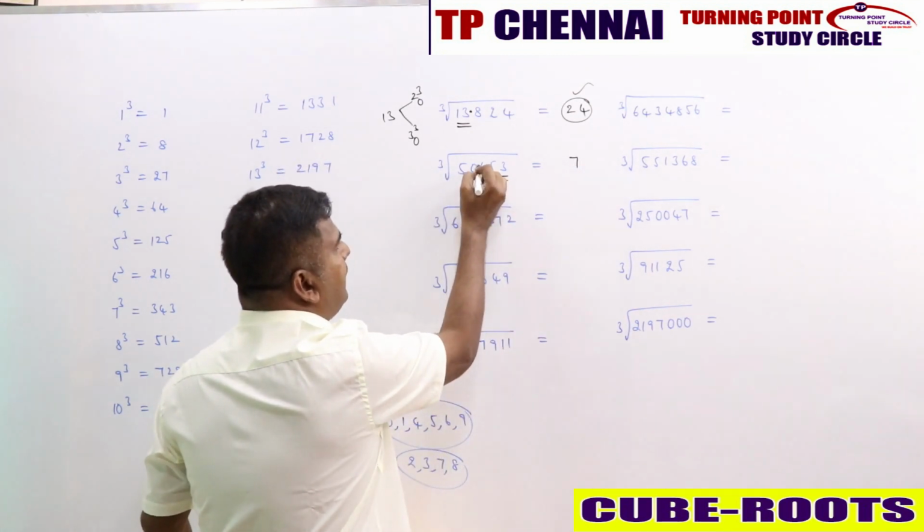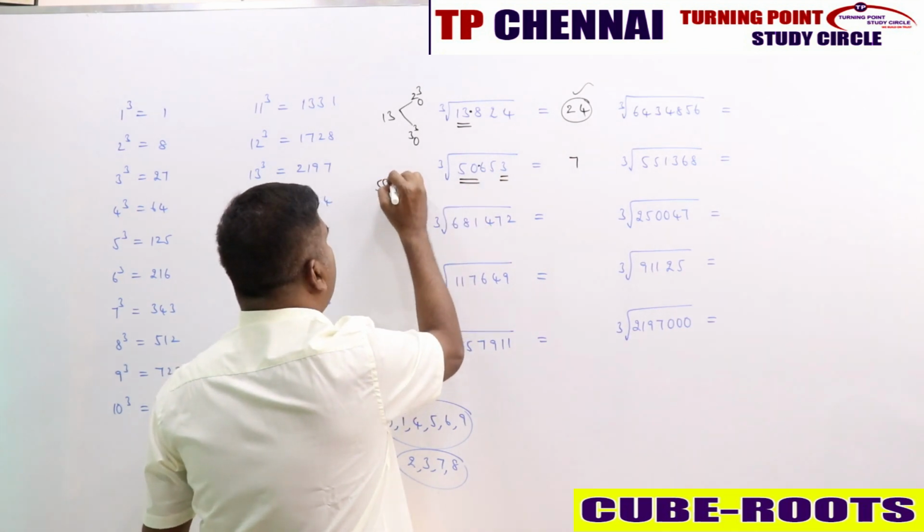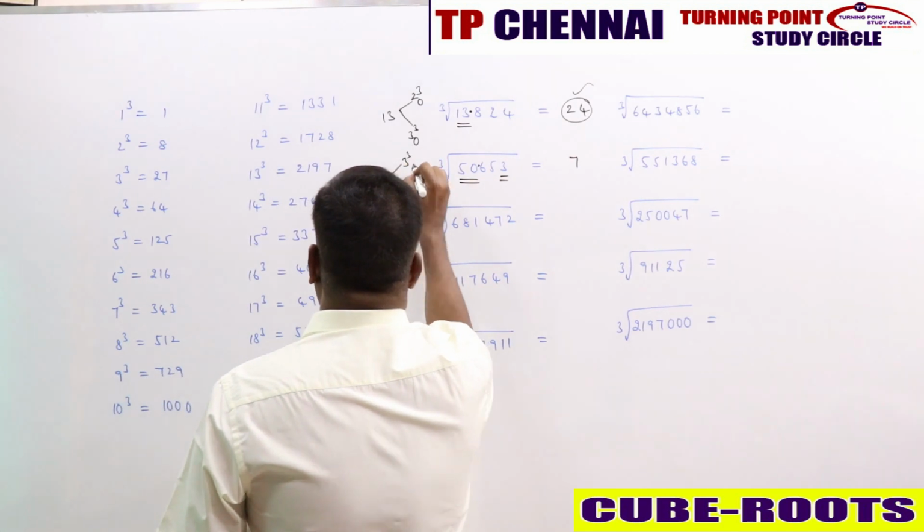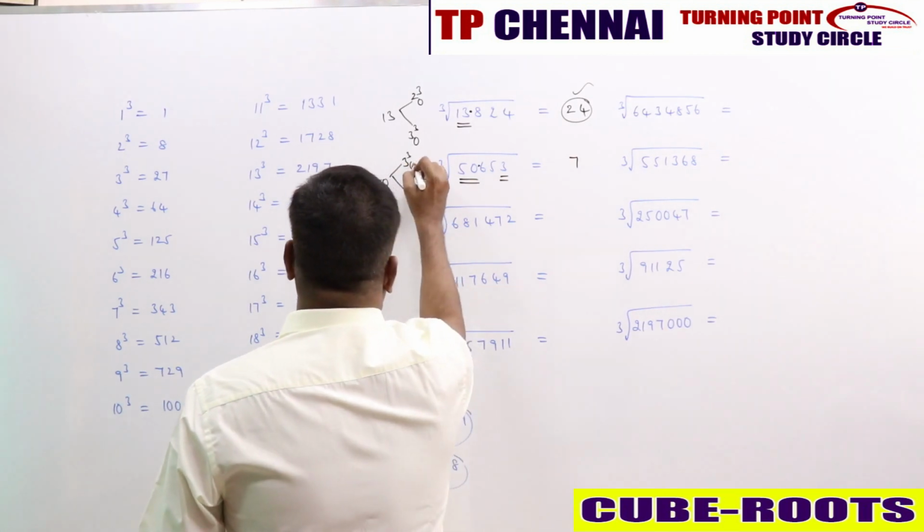Put a dot after 3 digits, 50. You see that 50 is lying between which two cubes? 3 cube and 4 cube. What does that mean?